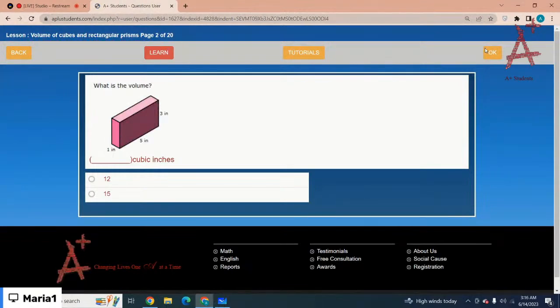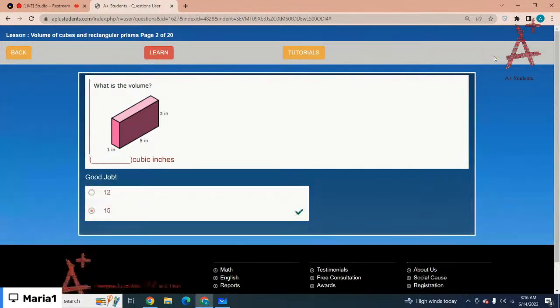Okay, the next one is what is the volume? So which is the correct option? That would be length times width times height. So you have to do 3 times 5 times 1. So the correct option is, yes, that would be 15. The second option is the correct one.